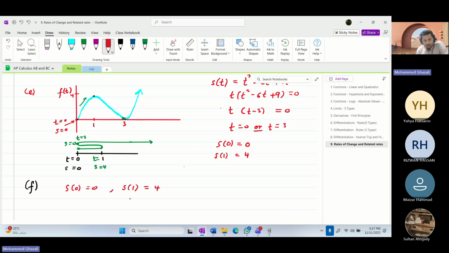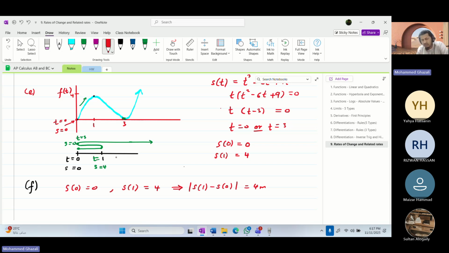So between time 0 and time 1, the particle traveled 4 meters, right? S of 1 minus S of 0 is 4 meters. Are we good? So now we know after 1 second it is 4 meters.